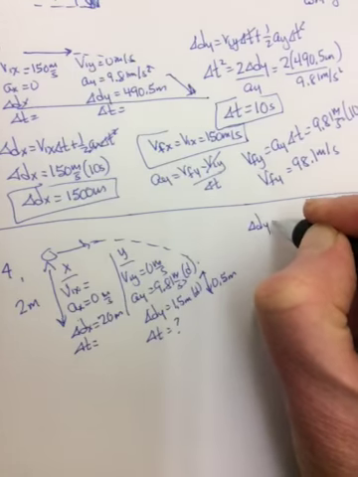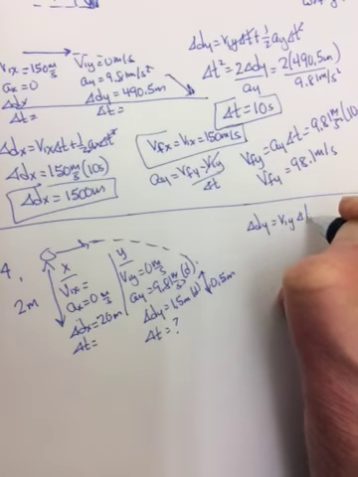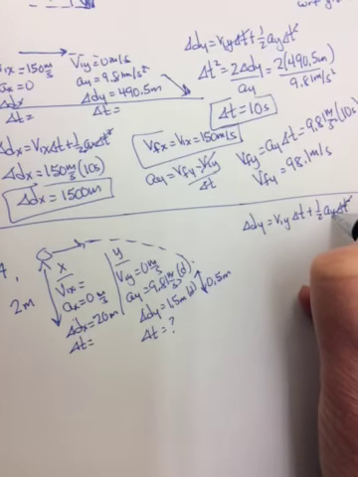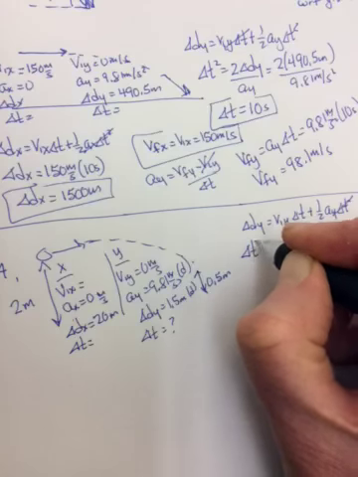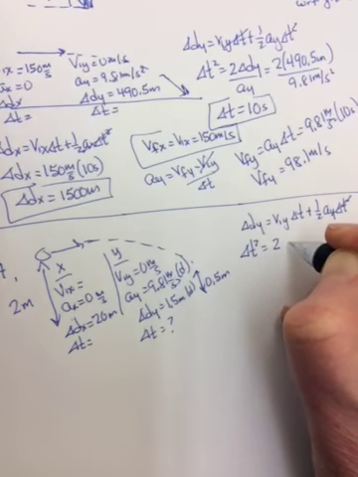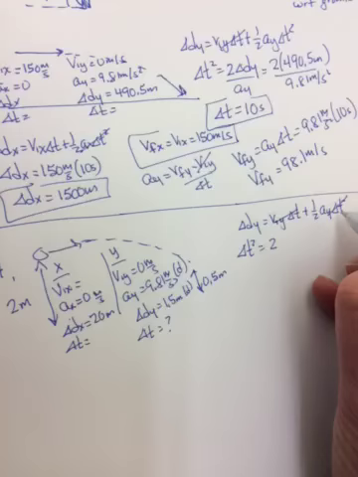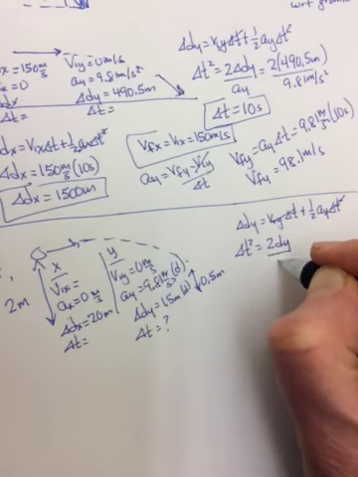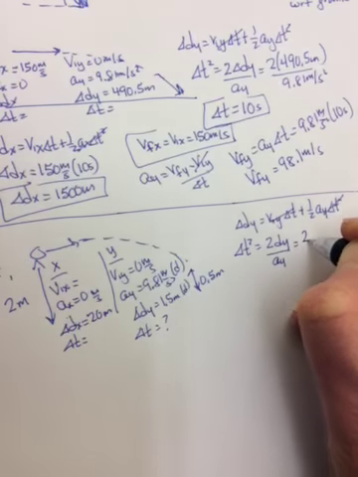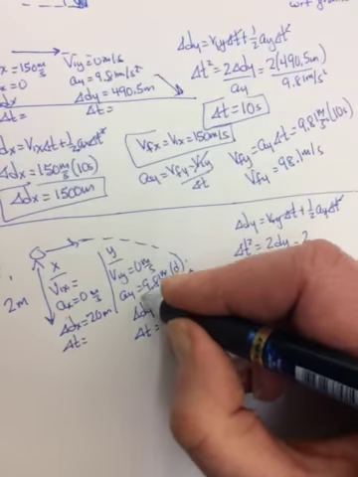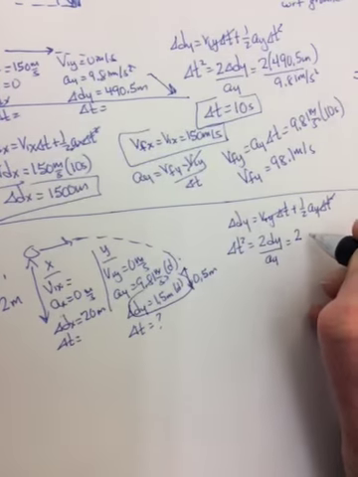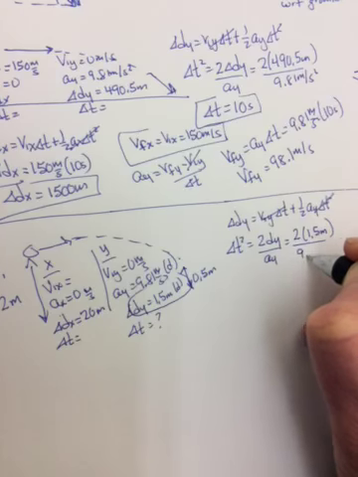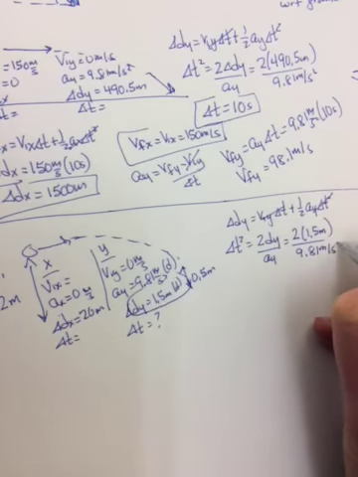So delta dy is equal to VIy delta t plus 1/2 ay delta t squared. This goes to 0. So t squared is equal to, whoops, the wrong one went to 0. This goes to 0. This stays: 2 delta dy over ay. So 2 times our delta dy, remember we subtracted it, which is 1.5 meters, over ay, 9.81 meters per second squared.